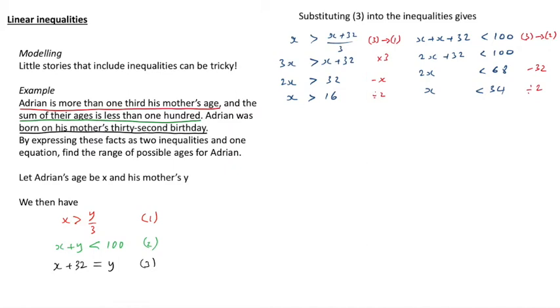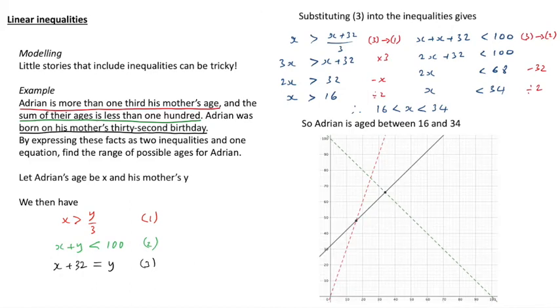So we can see we've got our answer now. What we can say is that x lies between 16 and 34. And then we put it into words: Adrian is aged between 16 and 34.